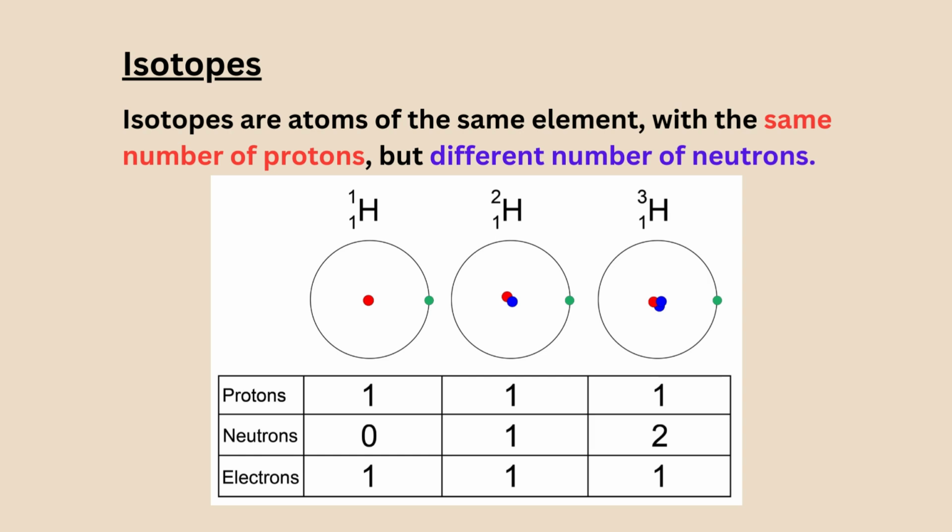So if we look at the isotopes that we've got here, hydrogen 1, hydrogen 2 and hydrogen 3, from left to right, we can see that the number of protons stays the same, but the number of neutrons increases from 0 to 1 to 2.